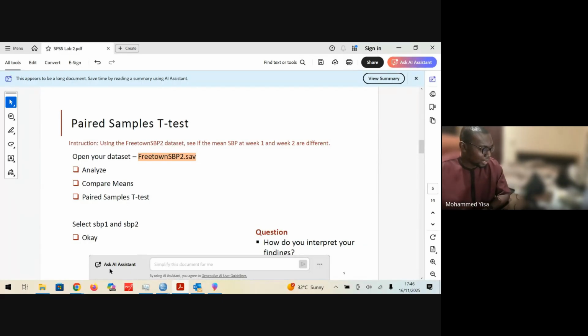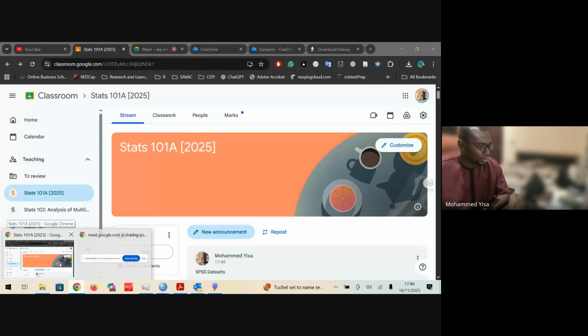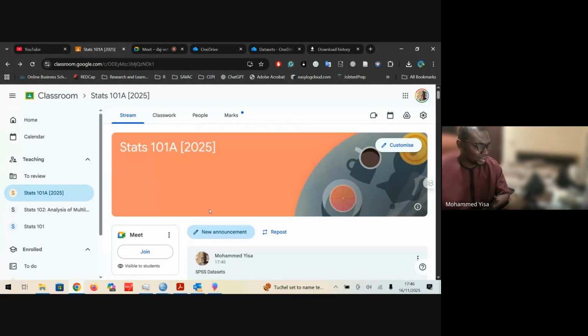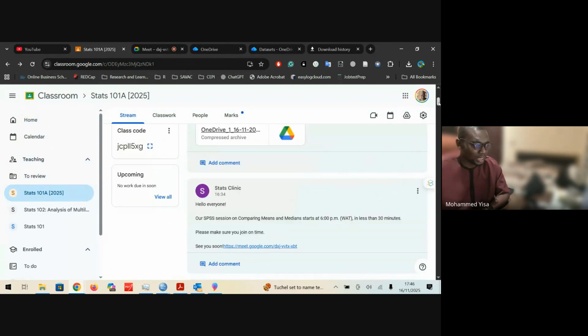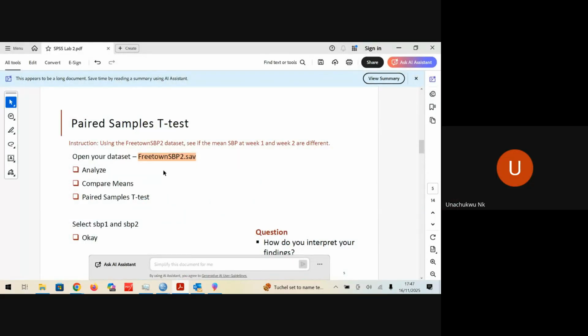So if you have downloaded your data sets from elsewhere, and you are not finding the data sets I'm talking about, they are all inside this zipped folder. So you can just quickly go to Classroom and download this, and then you see all the data sets I'm talking about.